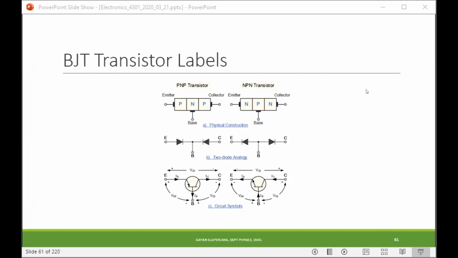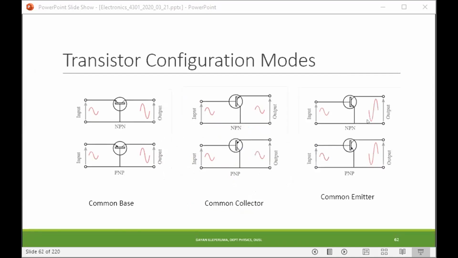And most of the time, circuits will have resistors connected to these terminals, and they will have the same kind of notation. A resistor directly connected to the collector is usually named RC. A resistor connected to the emitter will usually be notated as RE, and similarly we will have RB. So that is about the labels and notations.